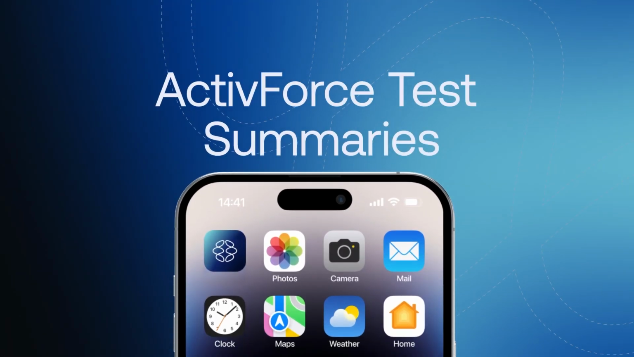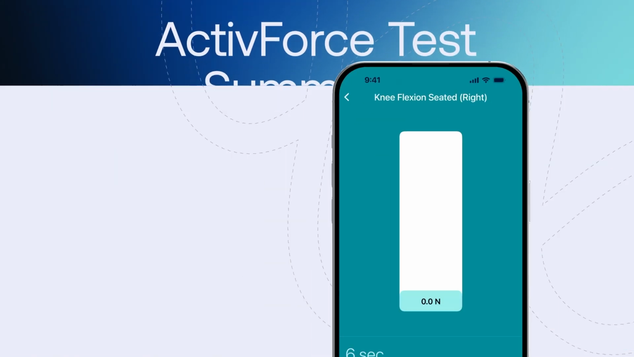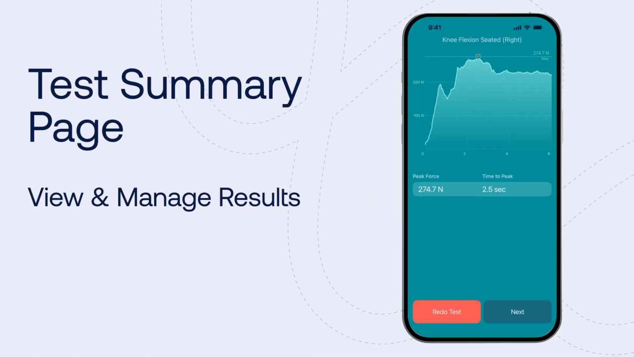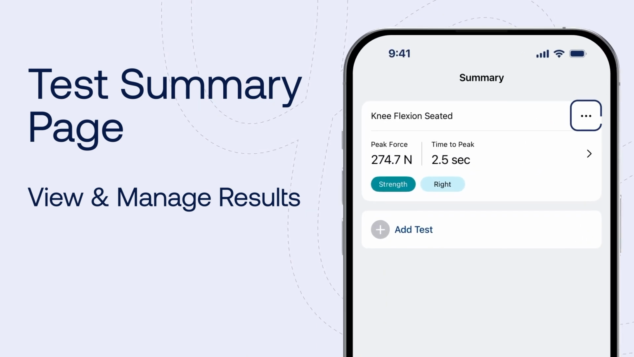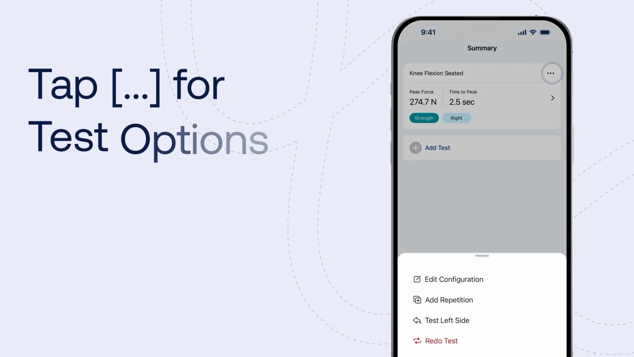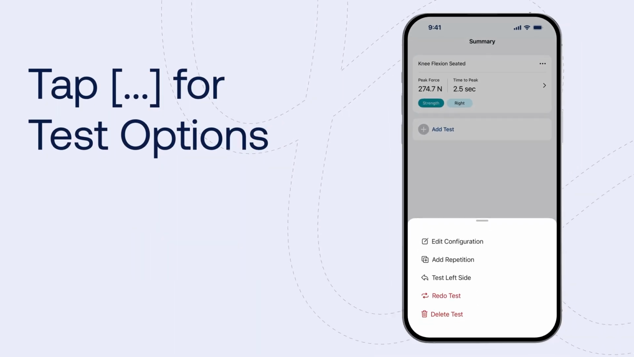Here's how to view full test summaries in the ActivForce app. After completing a strength or range of motion test, you can extend your session or adjust your configuration with the post-test context menu. Tap the three-dot button to access the options menu.